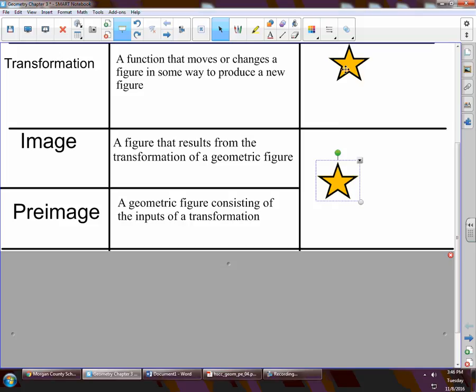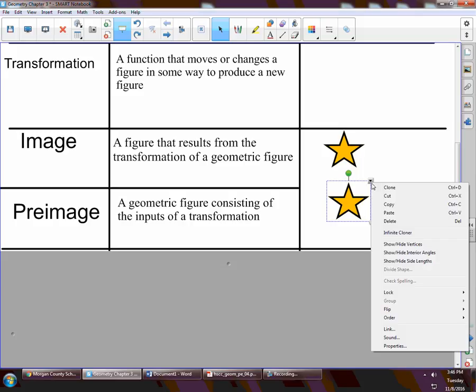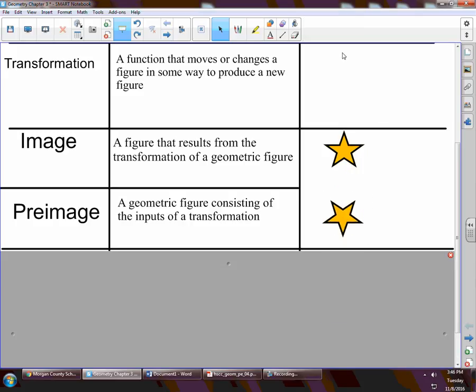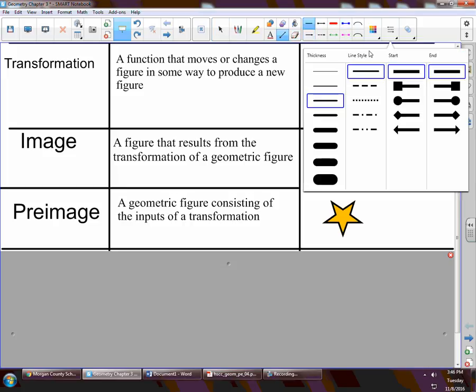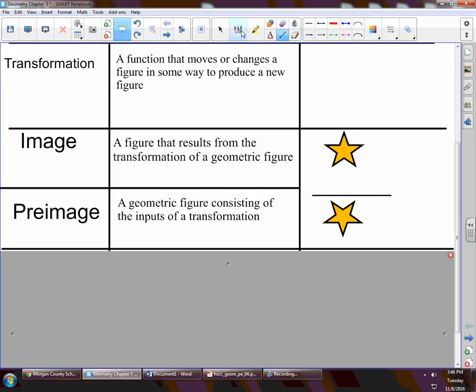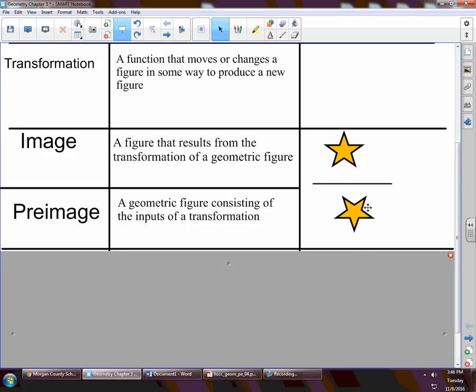So let's go back up to this star. We'll bring it down here. If we were to reflect this star, flip it up and down, and let's say we reflected it over this line right there, this first one would be our pre-image. And the image that we reflected, so we reflected this star over the line here, this is our image. Our pre-image here became our image. So the pre-image is what you start with, and the image is the result from the transformation.